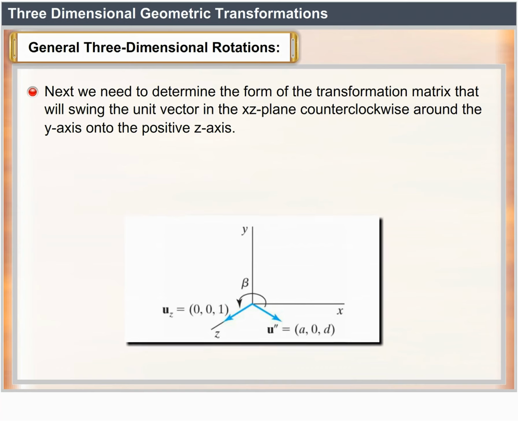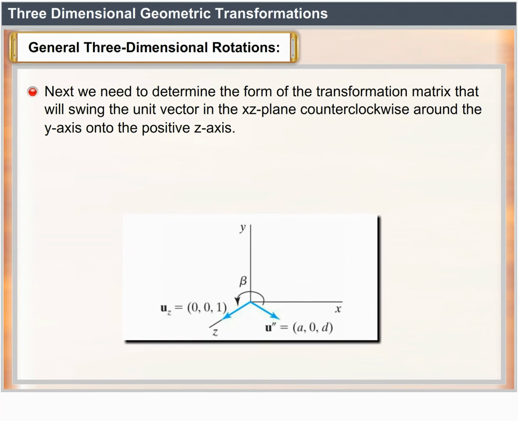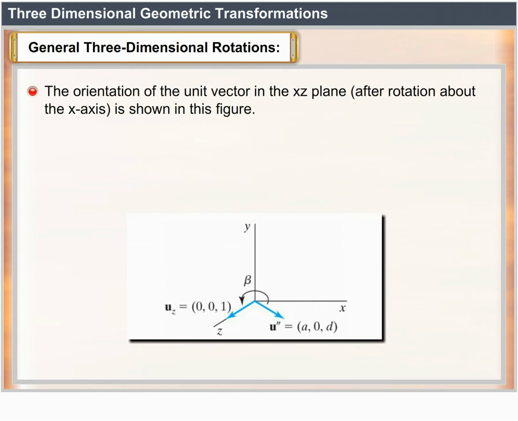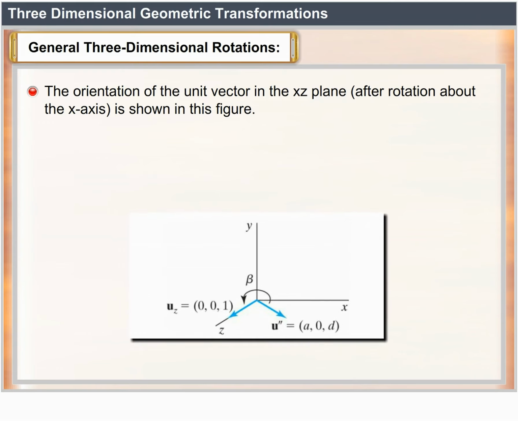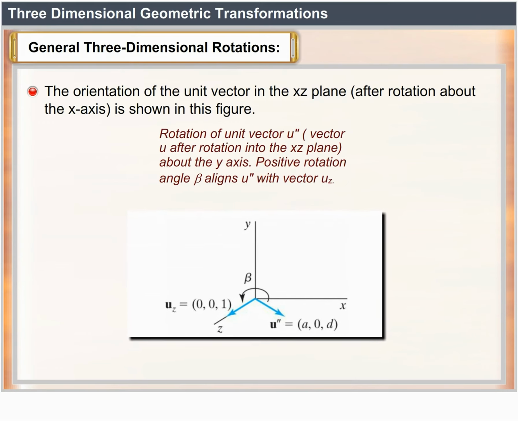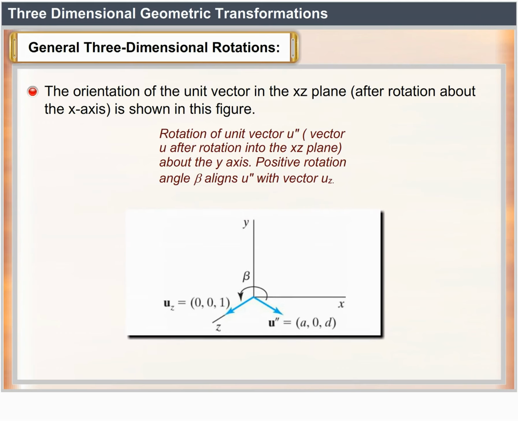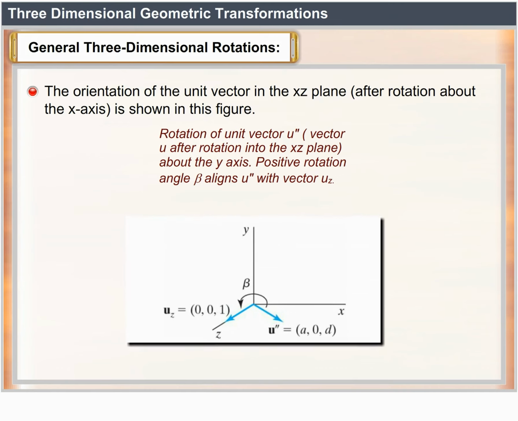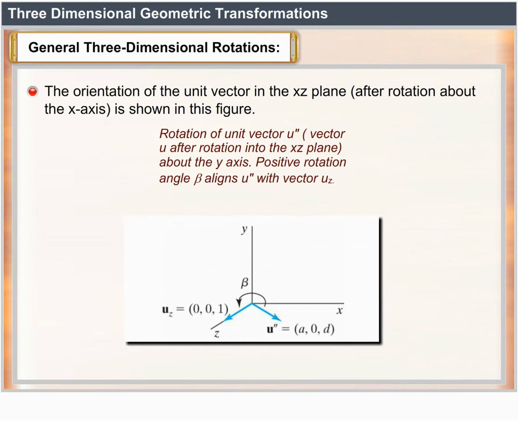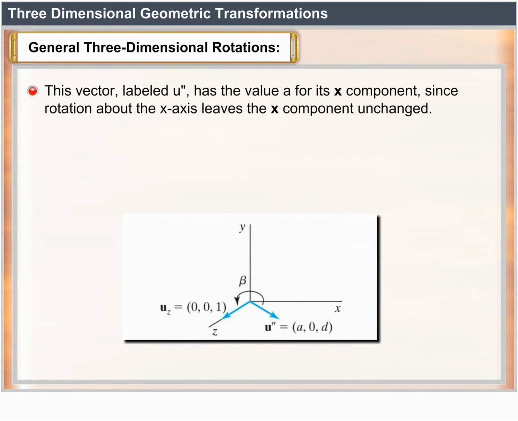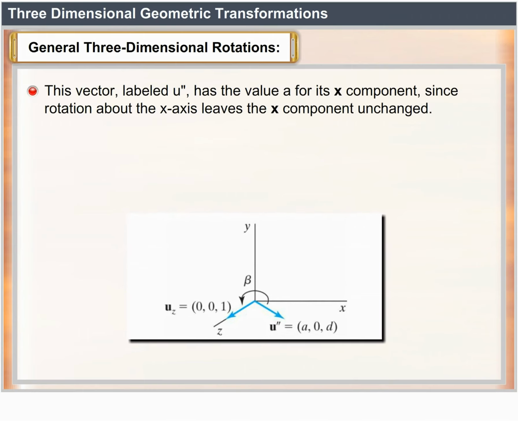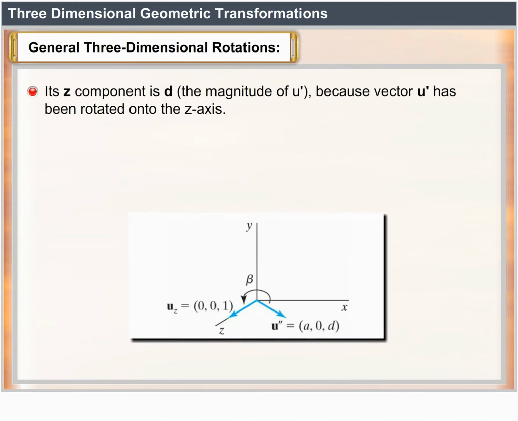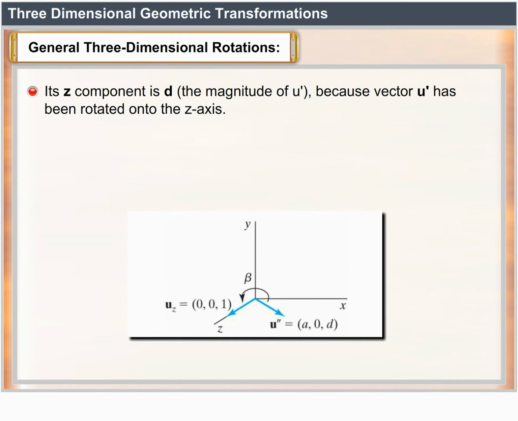The orientation of the unit vector in the xz plane after rotation about the x-axis is shown in this figure. The figure shows rotation of unit vector u'', vector u after rotation into the xz plane, about the y-axis. Positive rotation angle beta aligns u'' with vector uz. This vector labeled u'' has the value a for its x component, since rotation about the x-axis leaves the x component unchanged. Its z component is d, the magnitude of u', because vector u' has been rotated onto the z-axis, and the y component of u'' is 0, because it now lies in the xz plane.